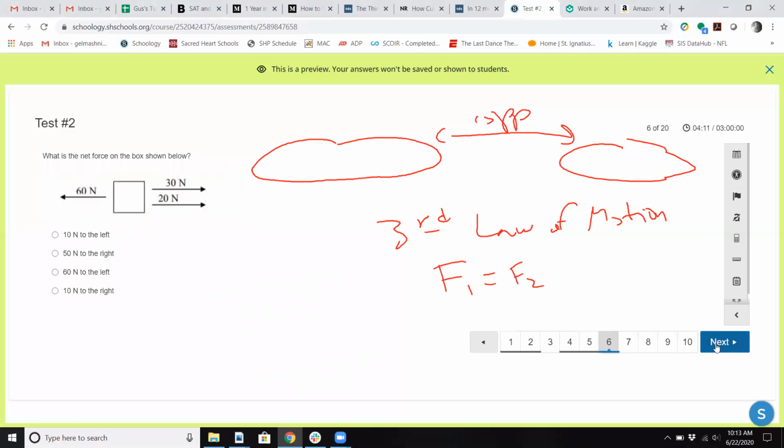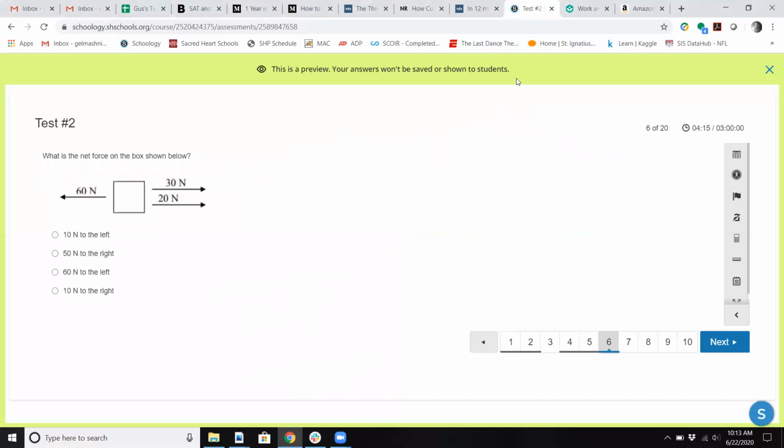So that's conceptual. This one I thought was fine. Remember, you have 60 newtons to the left, 50 to the right. So you're just doing negative 60 newtons plus 30 newtons plus 20 newtons. Overall, it's negative 10 newtons. That's why it's 10 to the left. 10 to the left for sure.